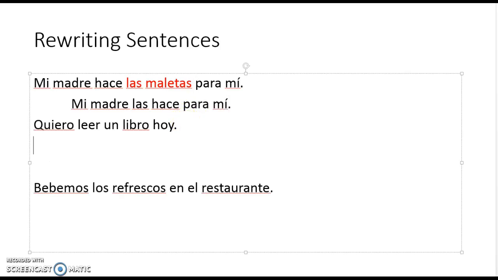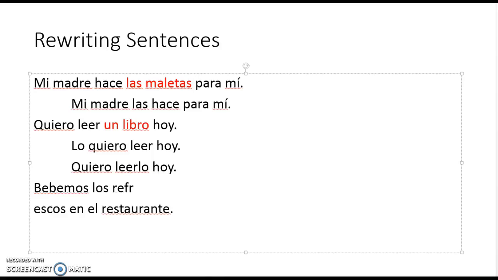In the sentence, quiero leer un libro hoy, we have un libro as the direct object. So if it's masculine and singular, we're going to use the direct object pronoun lo. So before the conjugated verb, we can say lo quiero leer hoy, or we can go ahead and attach the pronoun to the infinitive. Quiero leerlo hoy.